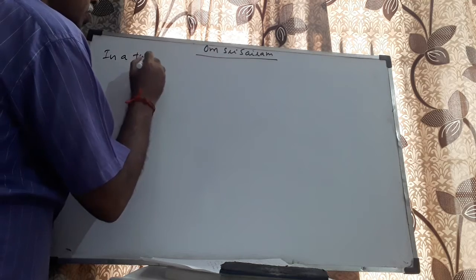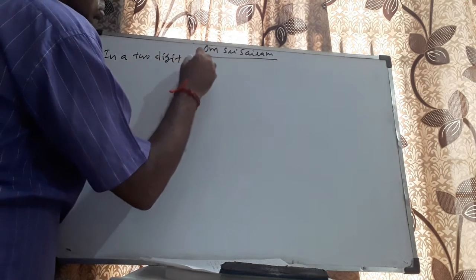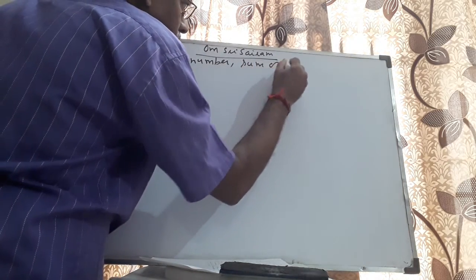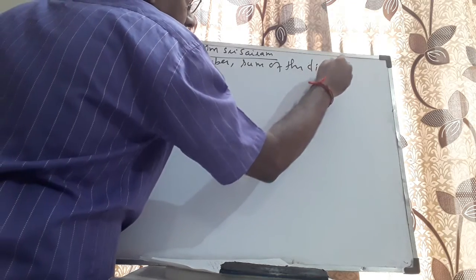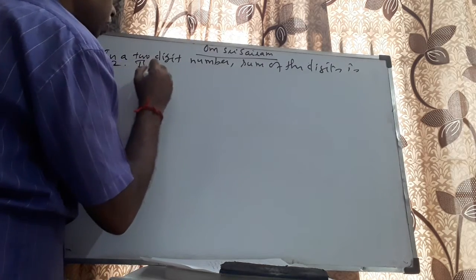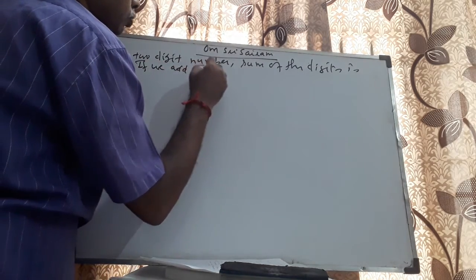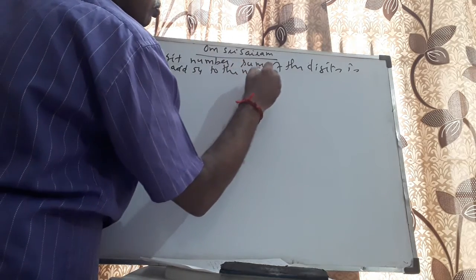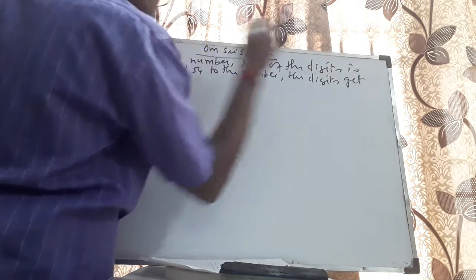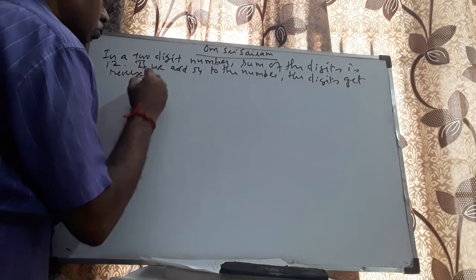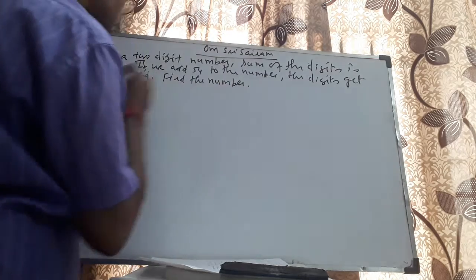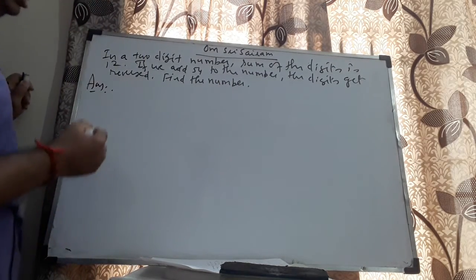In a 2-digit number, sum of the digits is 12. If we add 54 to the number, the digits get reversed. Find the number. This is the question given to you. Let us think about the answer.